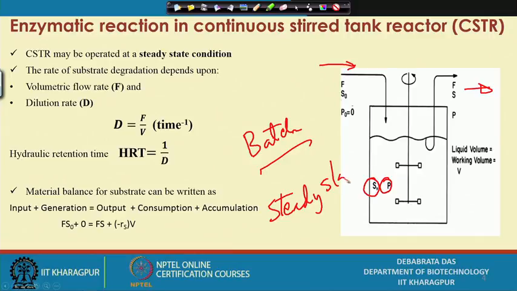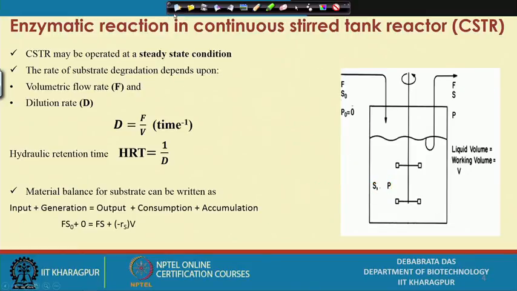What do you mean by steady state? Steady state means when the concentration in different parts of the reactor remains unaltered. Now, the CSTR may be operated under steady state conditions. Rate of substrate degradation depends on flow rate and the dilution rate. Now, what is dilution rate? Dilution rate is nothing but F by V.